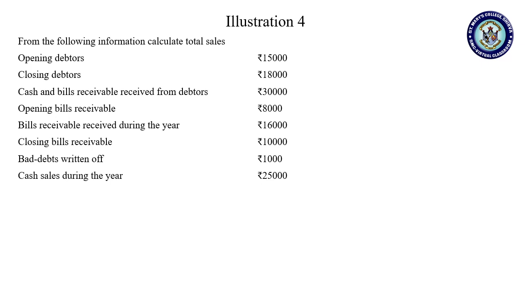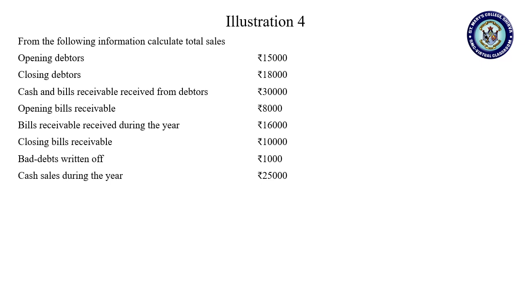So in the previous class we solved problem number 3 and we just move on to problem number 4. Again, this is very simple. You need to calculate the total sale figure. They have given the opening balance of debtors as well as closing balance of debtors, right? Then they have given the opening balance of bills receivable and the closing balance of bills receivable. Means you have to prepare bills receivable account first, then you have to transfer the balance to the debtor account. Then you have to close the debtor account by transferring the balance to credit sale. Then you have to calculate total sale.